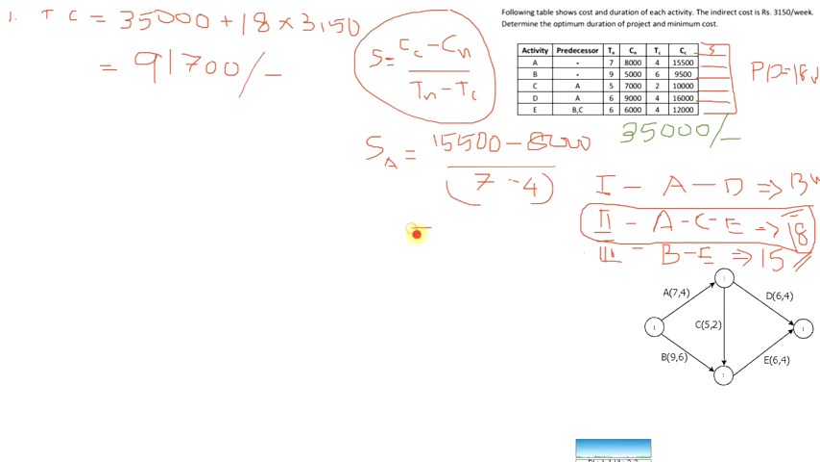Okay, so this will be equal to 15,500 minus 8,000, which is 7,500. 7,500 divided by 3 is equal to 2,500. It will be 2,500 rupees. So the crash slope of activity A is equal to 2,500 rupees.